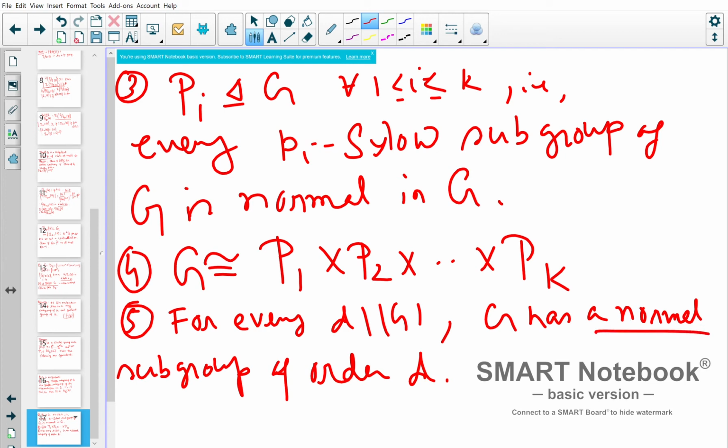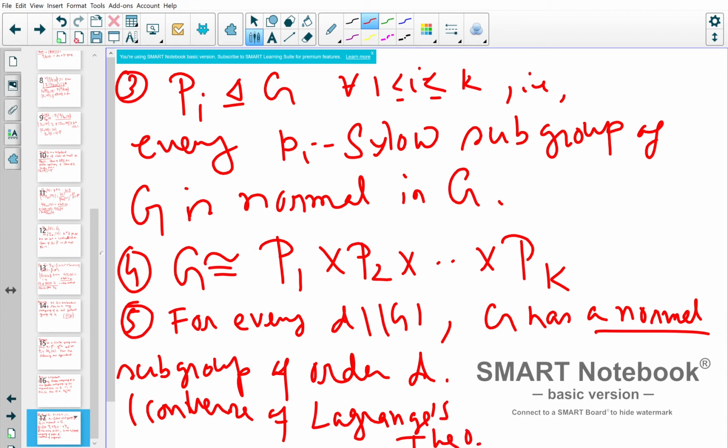So what does that mean? That means this is the converse of Lagrange's theorem. Right? The converse of Lagrange's theorem is true for nilpotent groups, strongly, like it's normal. Not only do you have a subgroup of that order, you have a normal subgroup of that order. Okay.